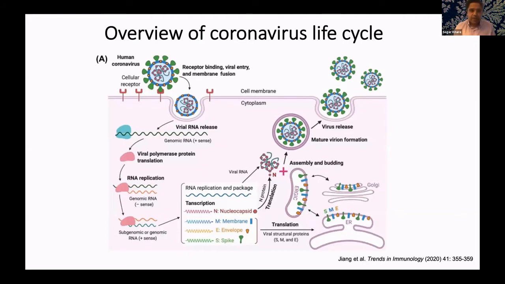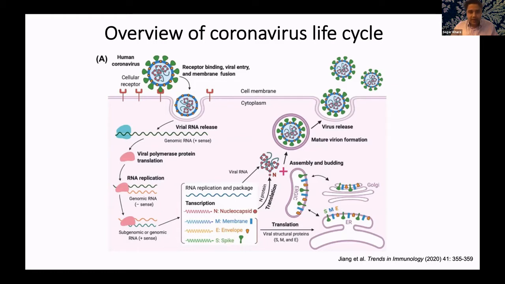Okay, so let's first start with a review of the viral life cycle that we just heard also from Stephen. I would like to draw your attention in particular to this step here. This is the virus, and the spike is now in green. It recognizes a cellular receptor, which in this case is now known to be the angiotensin converting enzyme 2 on the surface of human cells. Then, through a series of events involving the function of the spike protein, there is membrane fusion and therefore viral entry into the cell.